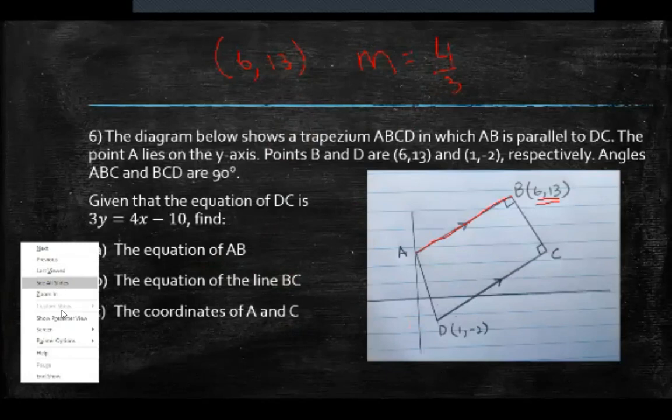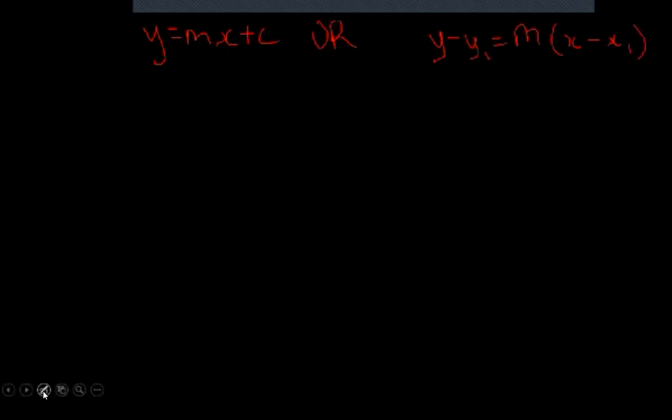Can you tell me what are the two methods to find the equation of the line? Miss, you can use the formula y equals mx plus c, or you can use y minus y1 equals m open brackets x minus x1 close brackets. Good job. Since most people prefer the second method, we're going to use the second one.